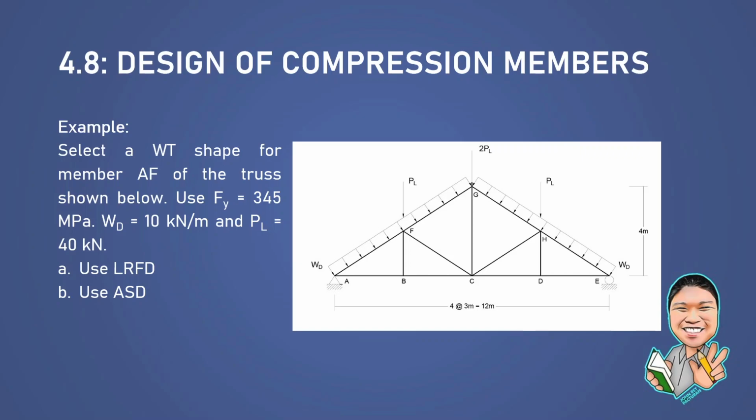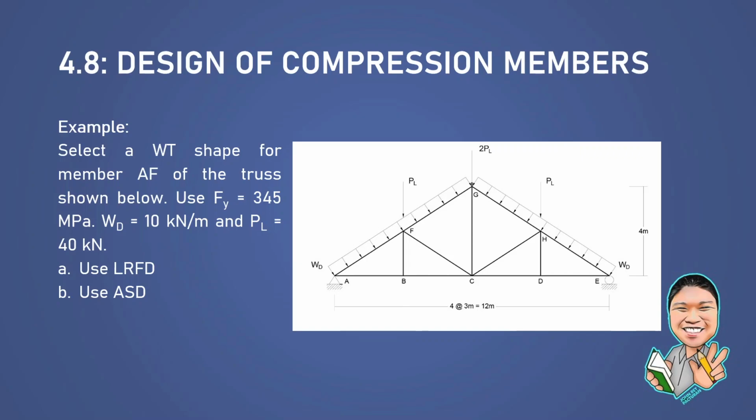So for this last example, ang problem is select a WT shape for member AF. Itong member AF na to is tagilid of the truss shown below. Use Fy equals 345 megapascal. The dead load is 10 kilonewton and the live load is 40 kilonewton.